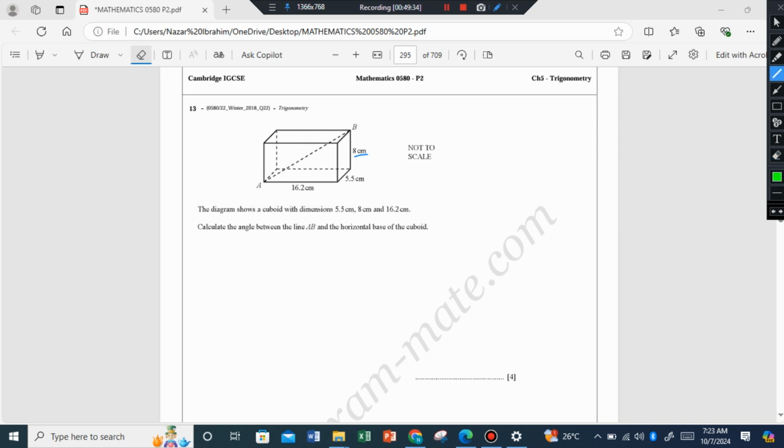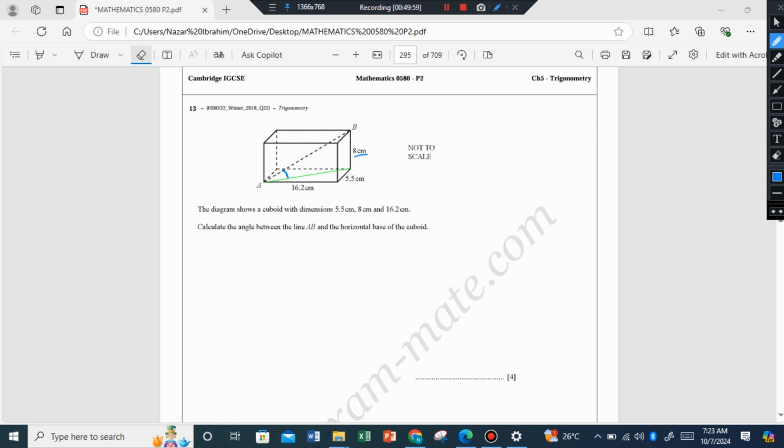The line from the line AB to the base, right? Okay. What we are asked to find out is the angle which is forming between the line AB and the base. You know, the base, right? The lower base, right? And this is the angle which we are to find out.